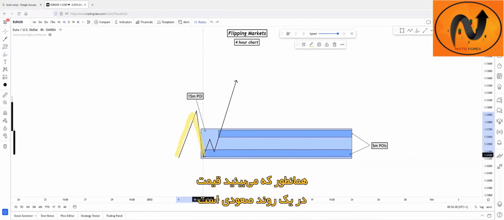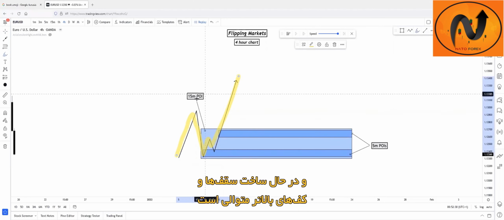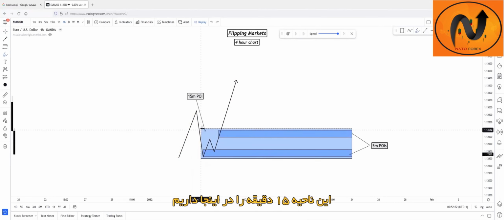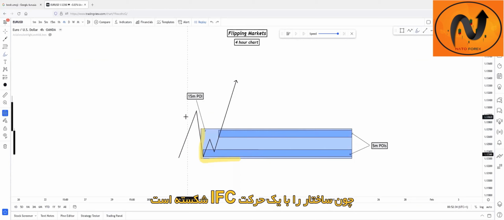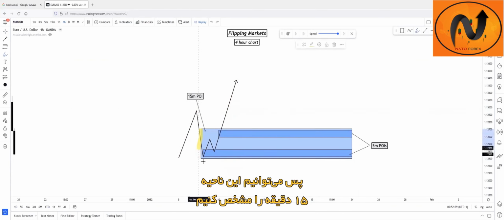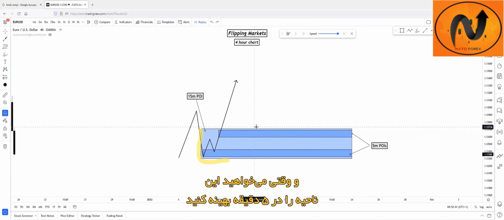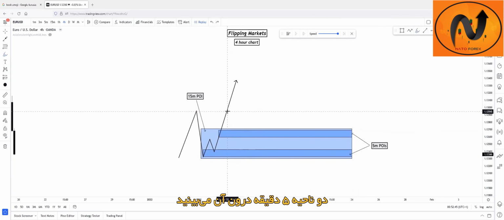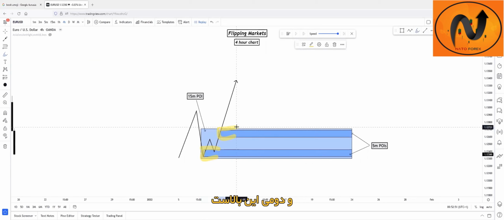So as you can see, price is moving in an uptrend here, creating a series of higher highs and higher lows. We will have this 15-minute zone here because it created a break of structure to the upside with an inefficient movement. So we can safely mark out this 15-minute zone. If you want to refine this 15-minute zone on the 5-minute, you will see two different 5-minute zones inside of this 15-minute. The first one is down here. The second one is up here.